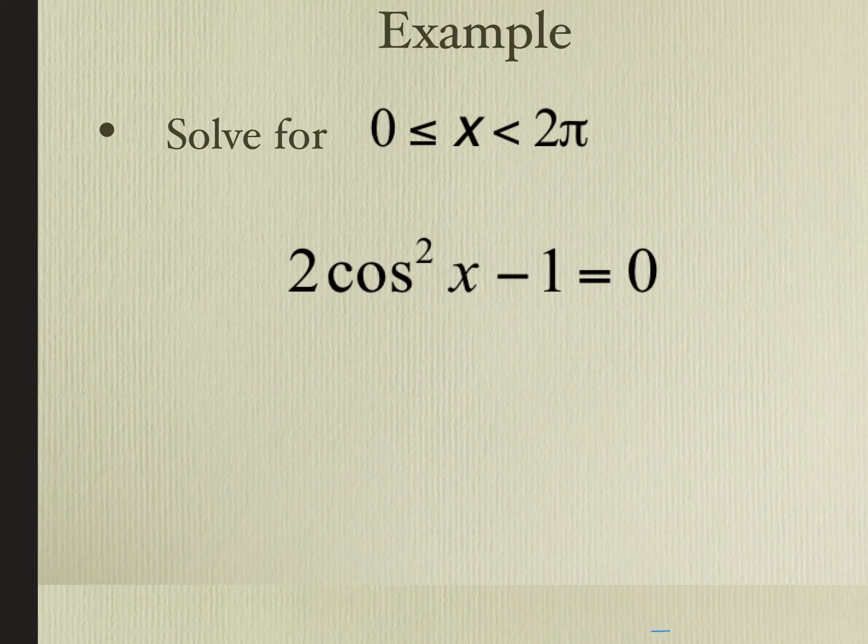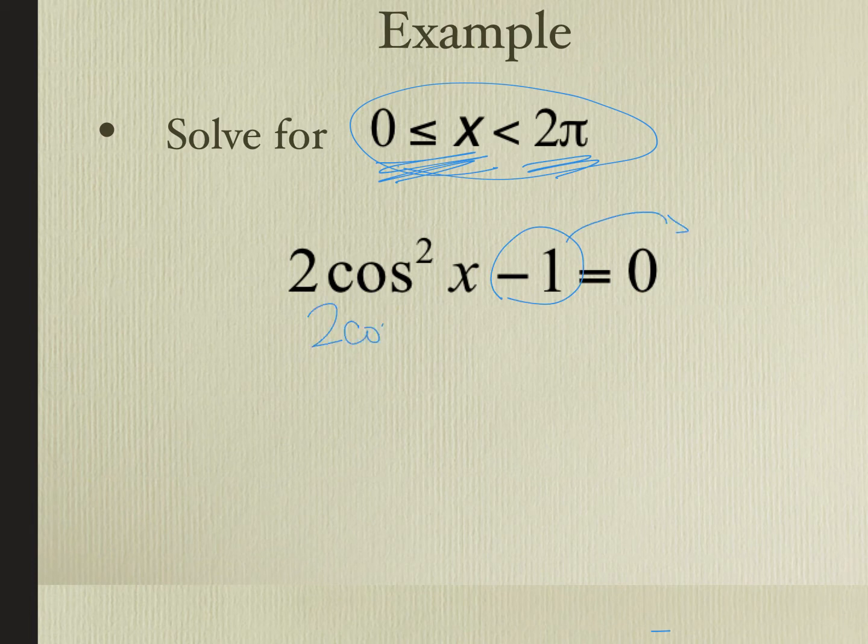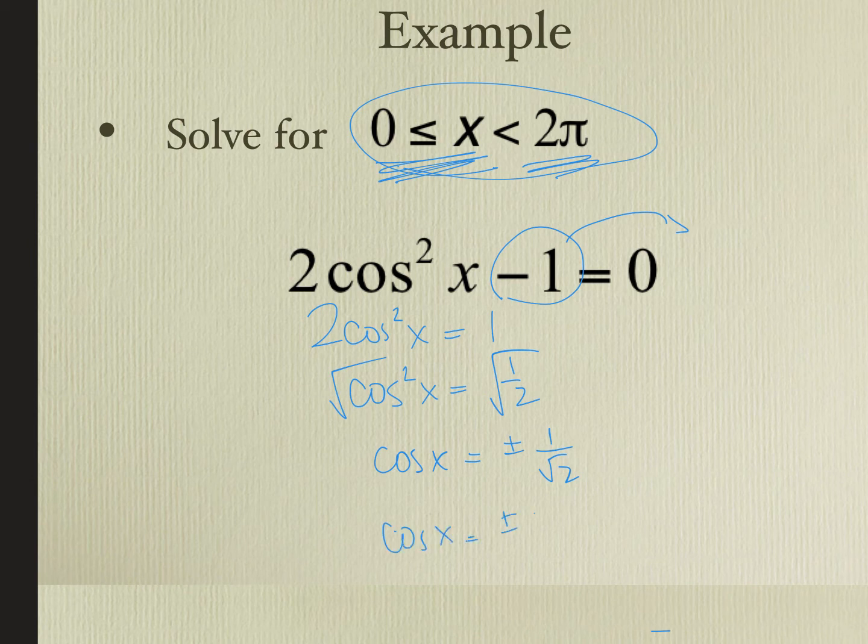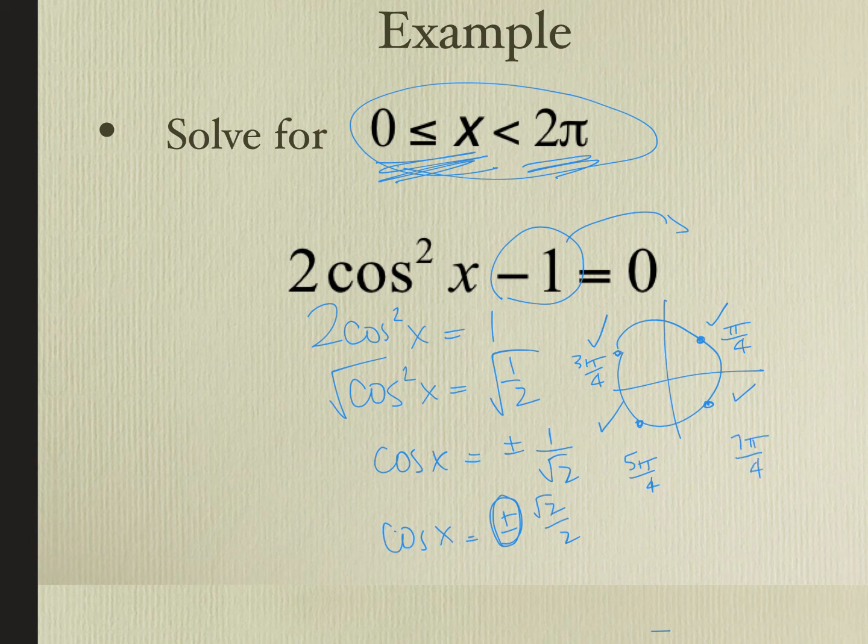All right, for this example, again, one rotation about the circle, 0 is included, 2 pi is not. I'm going to move this 1 to the other side, giving me 2 cosine squared x equals 1. Next, I'm going to divide both sides by 2, giving me cosine squared of x equals 1/2. Next, I'm going to take the square root of both sides, so I get cosine x equals plus or minus 1 over root 2. And if you simplify that by rationalizing, you get root 2 over 2. Now, because of the plus or minus, that means I'm going to have an answer in each quadrant. The reason is that cosine is positive here and here, and cosine is negative here and here. So there's 4 answers to this problem. The one in the first quadrant is pi over 4. The one in the second quadrant is 3 pi over 4. The one in the third quadrant, 5 pi over 4, and the one in the fourth quadrant, 7 pi over 4.